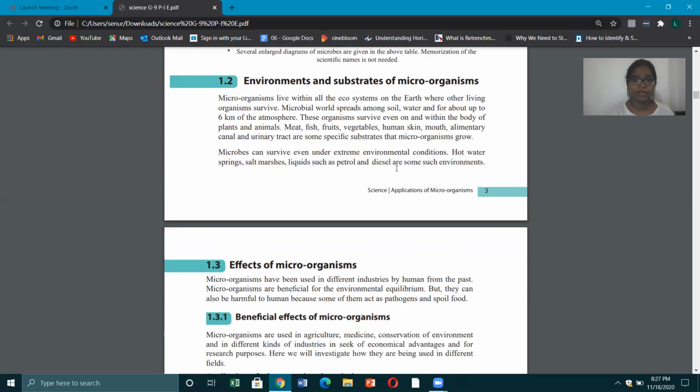The microbial world spreads among soil, water, and for about 6 kilometers of the atmosphere. You know, they can be up there. These organisms survive even on and within the body of plants and animals. That is exactly what I told you.